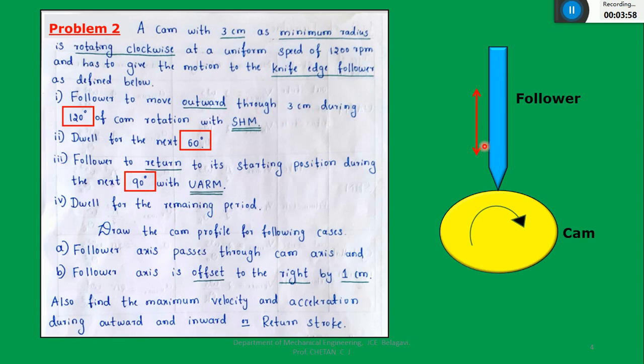And the follower is moving in upward direction for 120 degree of cam rotation. It means when the cam is rotating through 120 degree, from 0 to 120, during that time the follower is moving in upward direction. That's why I can call this the outstroke angle, theta O. During the first 120 degree rotation of the cam, the follower is moving in an upward direction, so the outstroke angle is 120 degree.